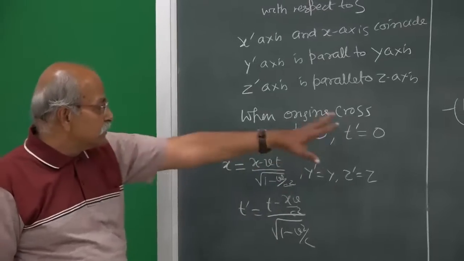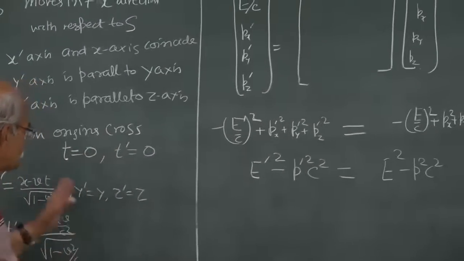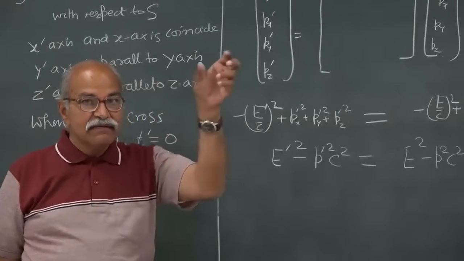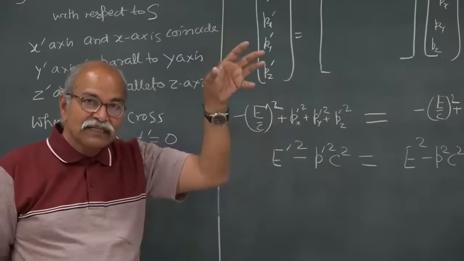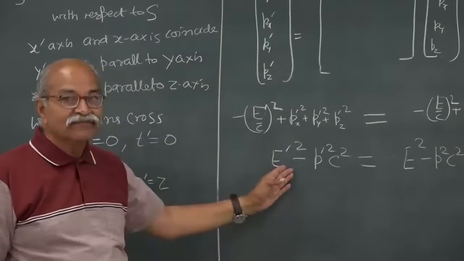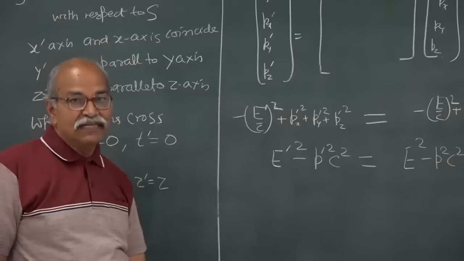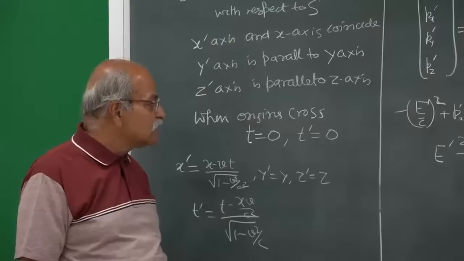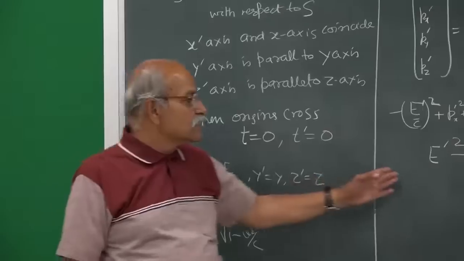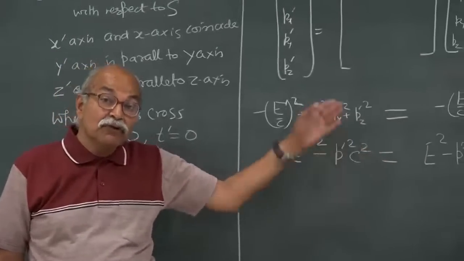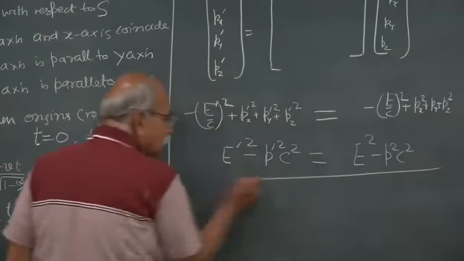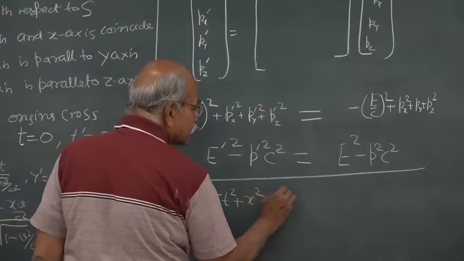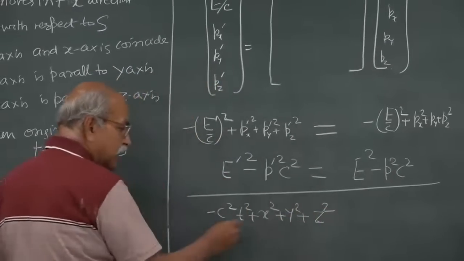I had shown a few minutes ago that if I use these Lorentz transformations and get the expression for Px, Py, Pz and E, the total energy, I can work out what this is, and it came out to be a constant independent of the frame. But not necessarily, even if this prescription is not valid, this is true. It is a property of the 4 vector. Therefore, the same thing I can say for minus c square t square plus x square plus y square plus z square.